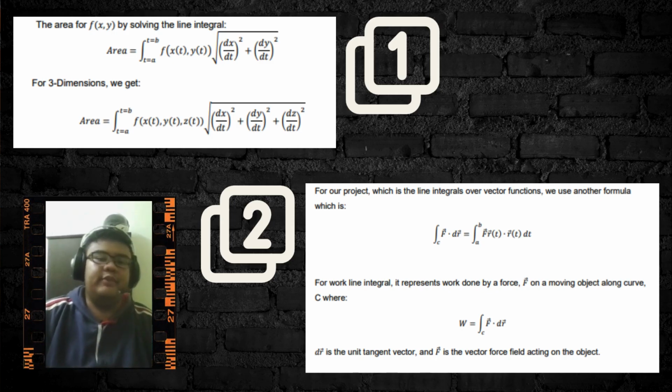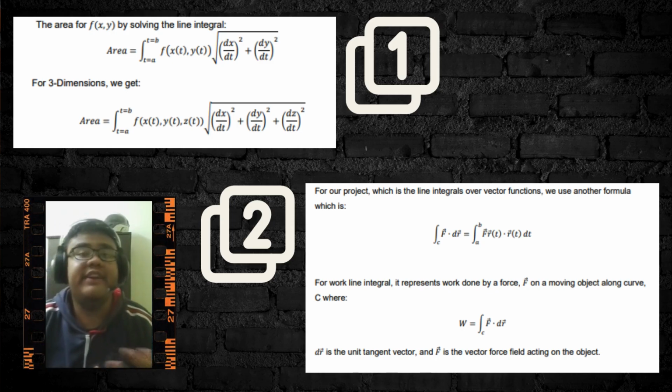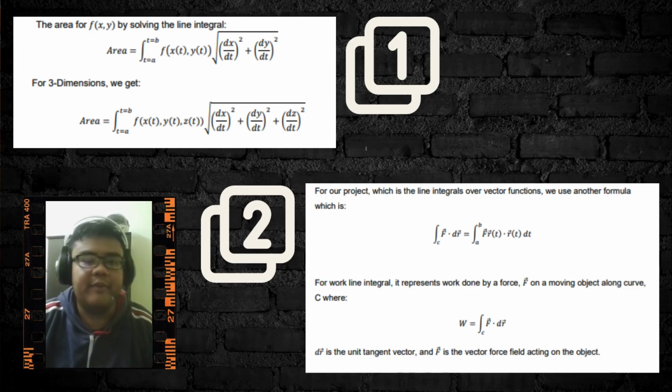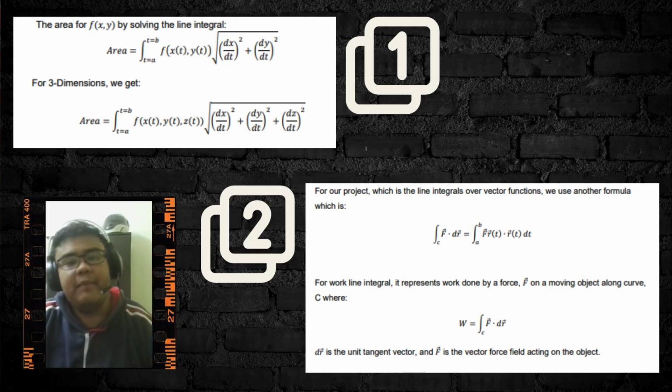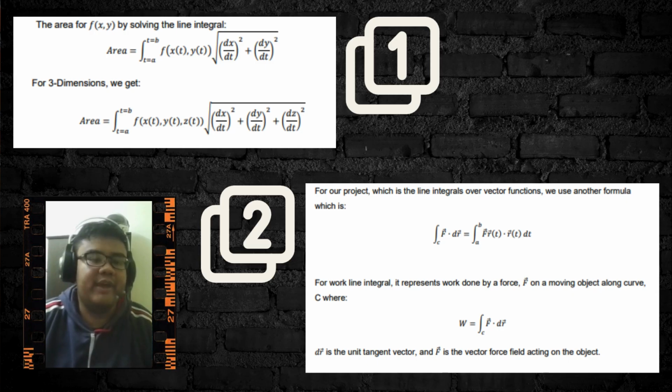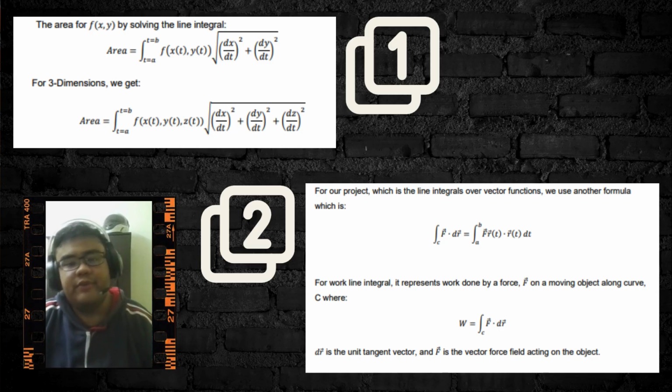In three dimensions, we extend this idea into 3D space, and the formula becomes: the area is equal to the integral from a to b of the function f evaluated at the point (x(t), y(t), z(t)), multiplied by the square root of the square of the derivative of x with respect to t, plus the square of the derivative of y with respect to t, and also plus the square of the derivative of z with respect to t, all with respect to t.